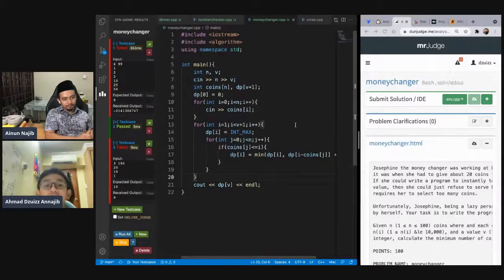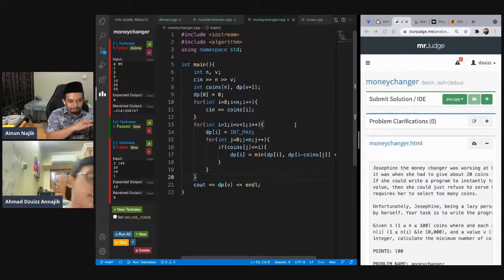That means you can add that coin to make up the index i. That means the number of coins you need will be the previous dp[i - coins[j]], basically the previous money plus that one coin, right? And you keep trying that until you find the minimum setup, including when it is just one coin of its own value, right? Okay, let's test.